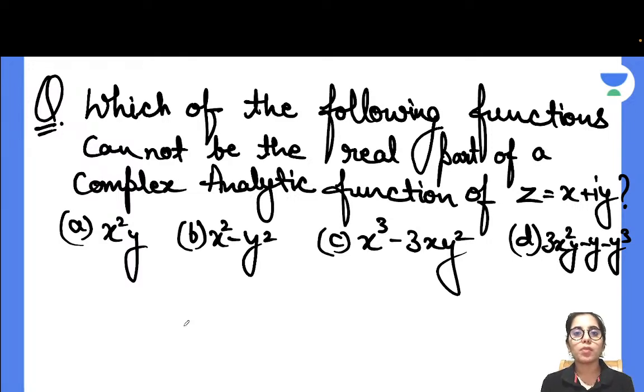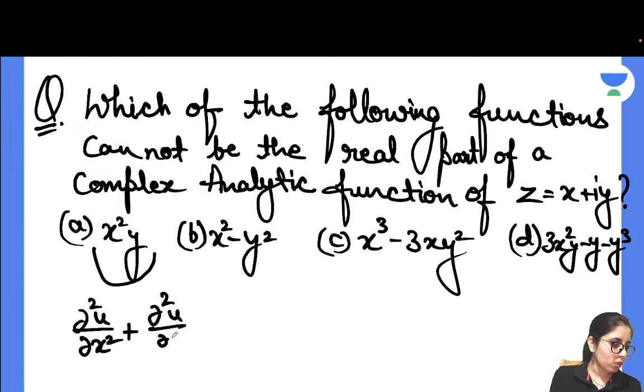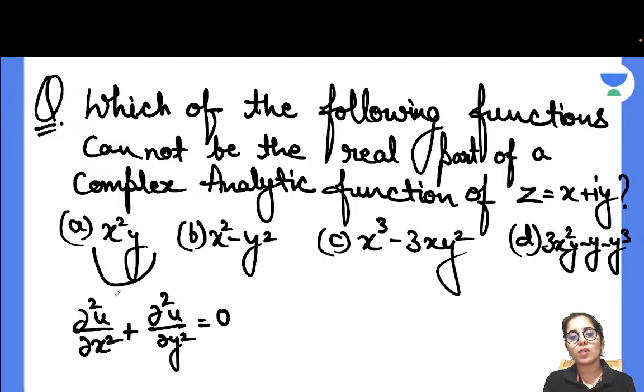That is the harmonic function condition, and the function must satisfy the Laplace equation. For example, if u is the real part, then delta squared u over delta x squared plus delta squared u over delta y squared must be equal to 0. If it is non-zero, it is not going to be a harmonic function, and then it is not going to be the real part.